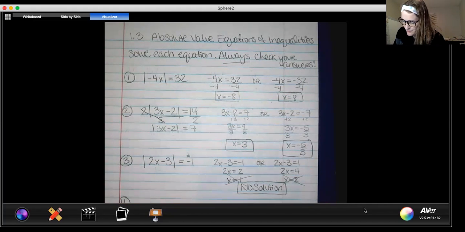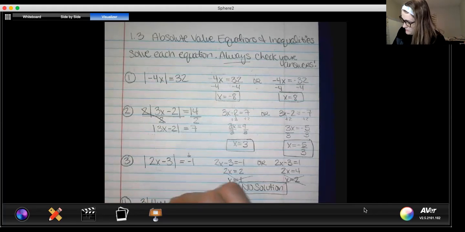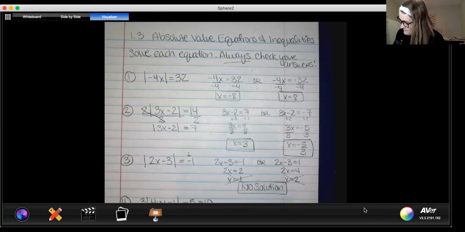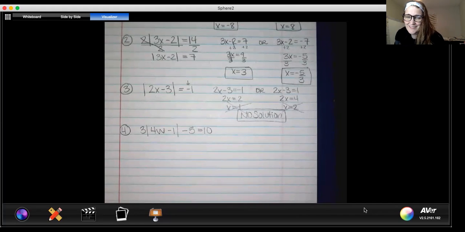Okay, number 4. Three times the absolute value of 4w minus 1, absolute value, minus 5 equals 10. Okay, I'm going to go ahead, oh, my apologies, you can't see that. I'm going to go ahead and get you started, and then I'm going to let you try and solve the rest. So first thing, similar to number 2, we have to get rid of things that are outside of the absolute value.